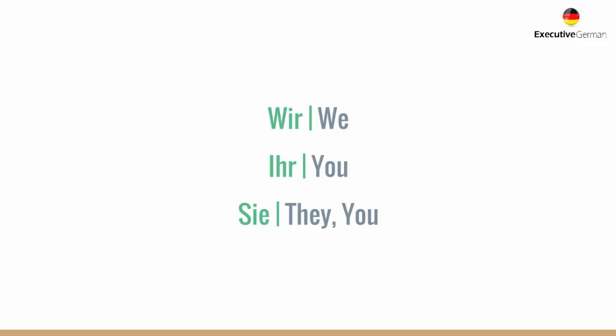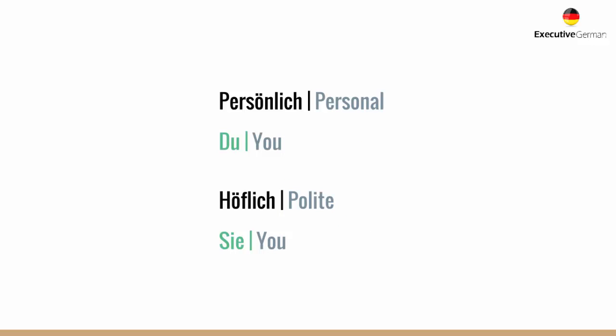So you may ask yourself, how do I know when I should use du or sie? Du is a more personal form of addressing someone, and sie is a more polite form. Generally, to people you don't know, you would use sie, especially if they are older than you. Among younger people, let's say up to an age of maybe 25 or even 30, it's common to also use du, even if you're just meeting someone for the first time.